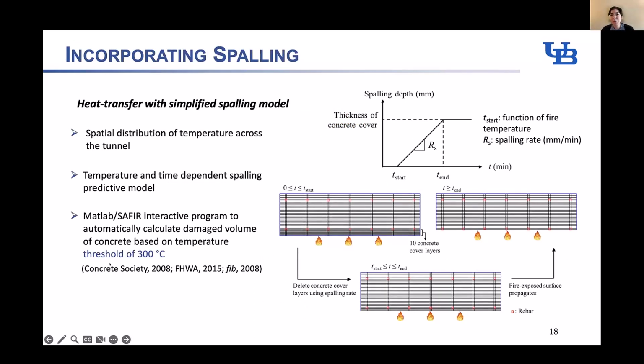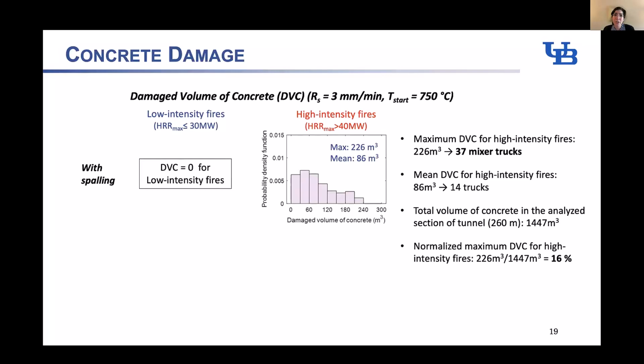So in this case, it was purely based on heat transfer. The slide I'm showing is just based on heat transfer, so that people are comfortable running these analyses. It's based on some literature I provide here: Concrete Society, FHWA, FIB. Any concrete reaching a threshold of 300 degrees Celsius undergoes some chemical changes. Therefore, for the purpose of repair, in practice they would rather replace that concrete. So the criterion here is the volume calculated along the tunnel.